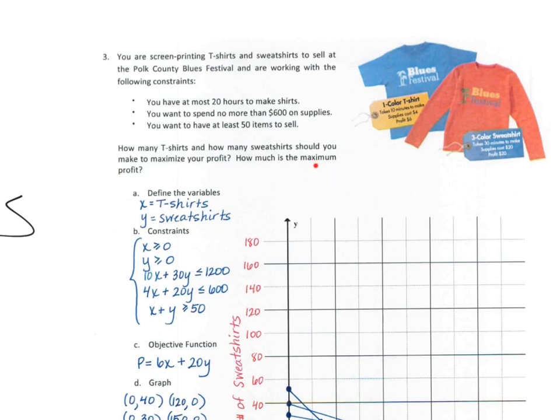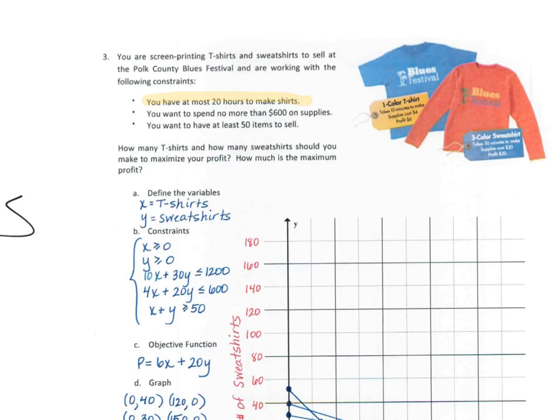Anytime you see maximize or minimize, that's a huge indicator that we're talking about our objective function. So we're maximizing profit, so we use P. We have $6 of profit for t-shirts, $20 of profit for sweatshirts. Now with our constraints, we have at most 20 hours to make shirts. So we cannot exceed 20 hours.